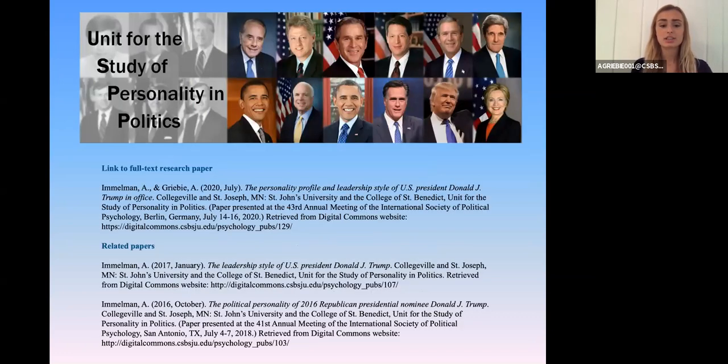The full-text research paper associated with this presentation, Donald Trump's pre-inaugural assessment and leadership style, can be found on the CSB SJU Digital Commons and on the Unit for the Study of Personality in Politics website if you're interested in learning more about this study.